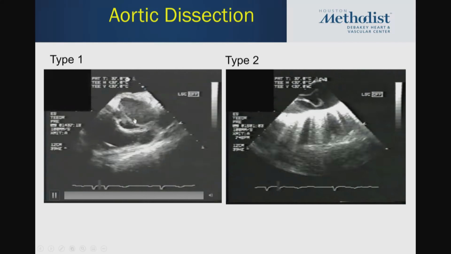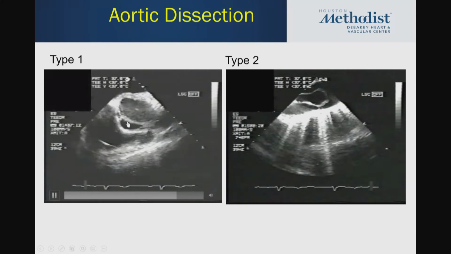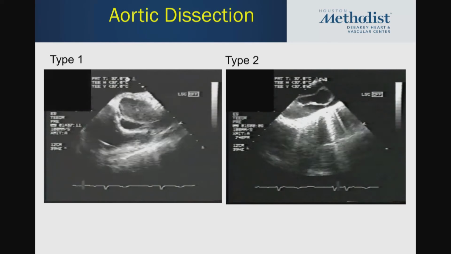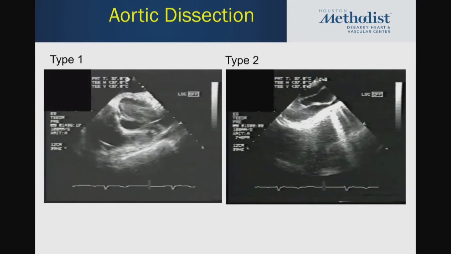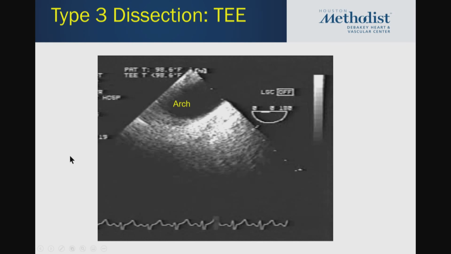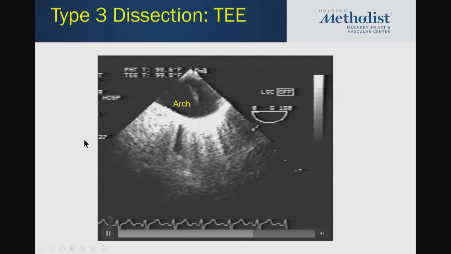So what is it that our eyes are seeing? They're seeing a structure that does not belong there, and it's jumping, and it's moving, and it has kind of a movement of its own. And that last phrase is the most important thing. So here we have a type 3. You can see the arch is nice and clean, and then we see the flap beginning right there.